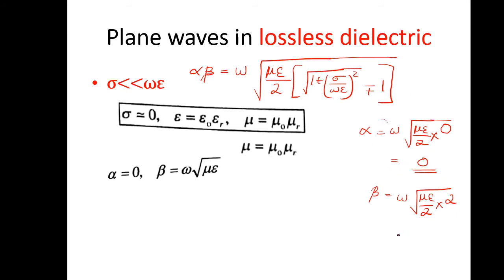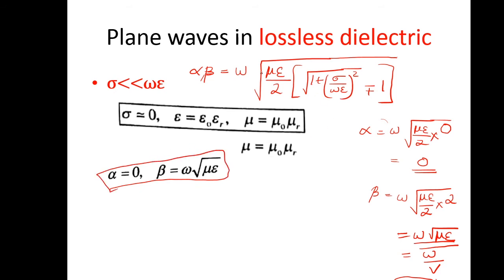So here you can get beta is equal to omega square root of mu epsilon. You know that 1 by square root of mu epsilon is V. So this can be written as omega by V. That's how you get beta is equal to omega by V. This is one equation, right? So here in this case, you understand omega square root of mu epsilon. So these are the two equations. These are very important. And this is valid only in which case? In case of a lossless dielectric.